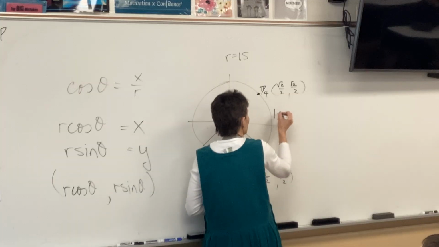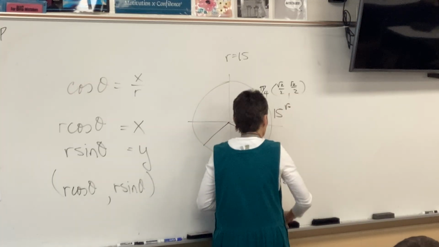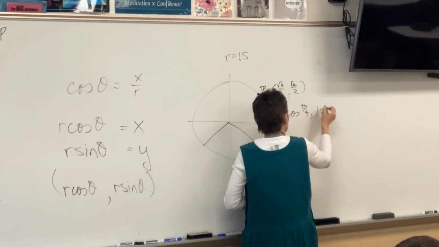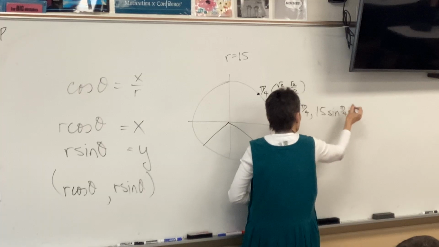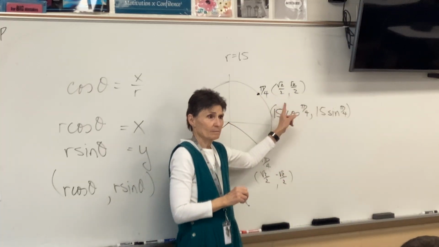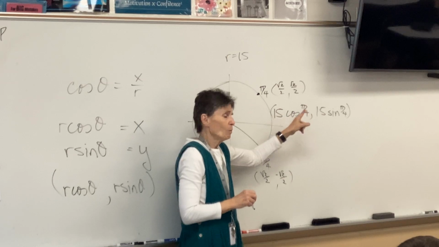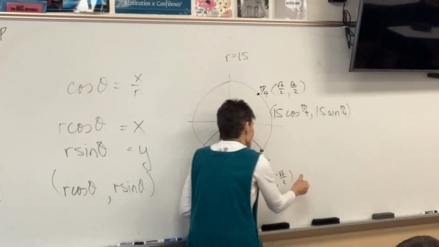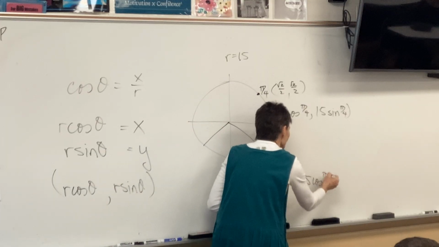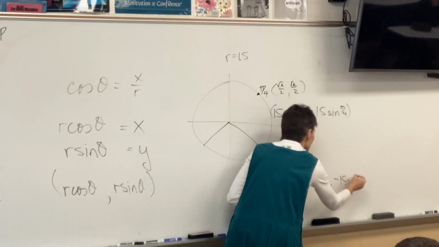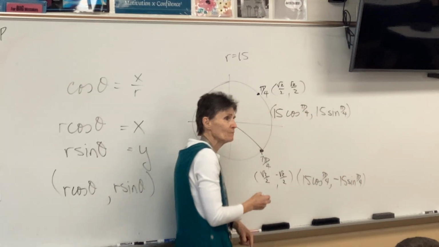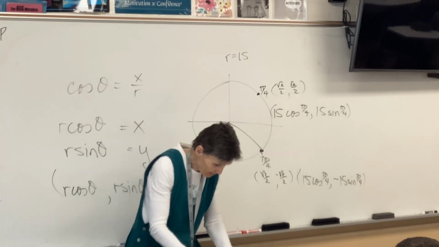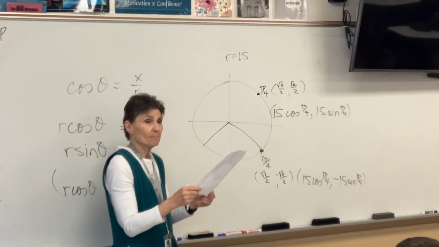So this one would be 15 cosine pi over 4, comma, 15 sine pi over 4. That would be this guy right here. Well, this is the same thing, only the second one's negative. So wouldn't this one be 15 cosine pi over 4, negative 15 sine pi over 4? Does that make sense to you? Since all I need to do is make y negative, is that an option, I hope? Yes, C.